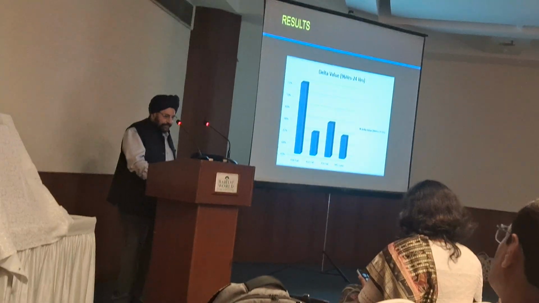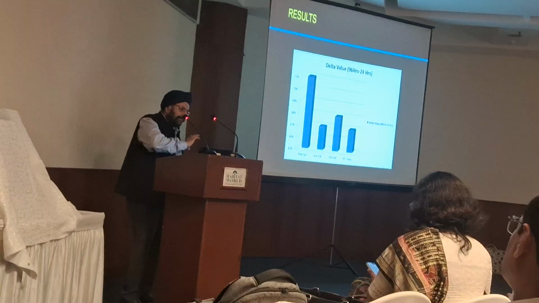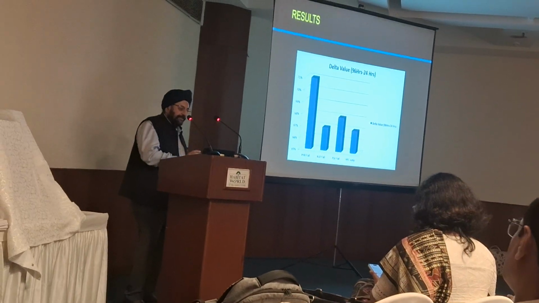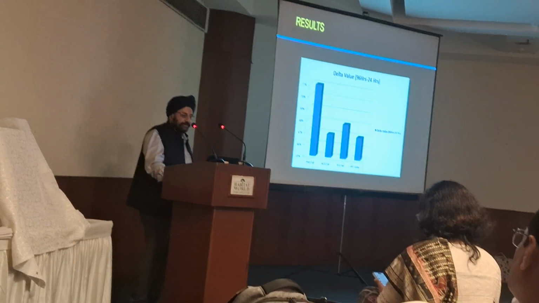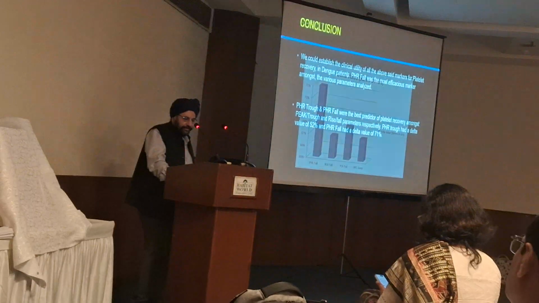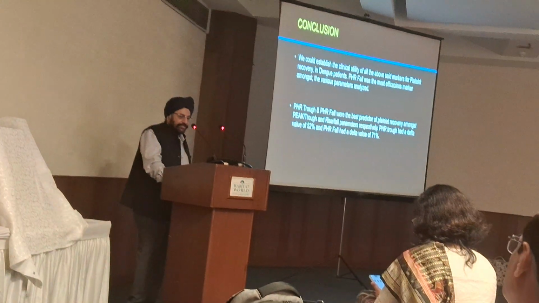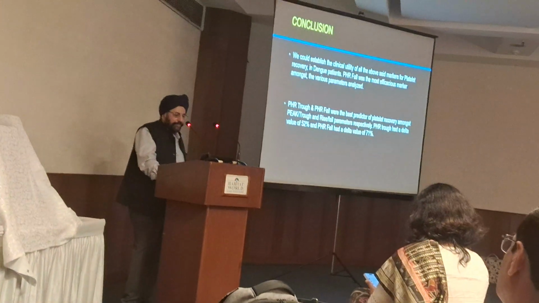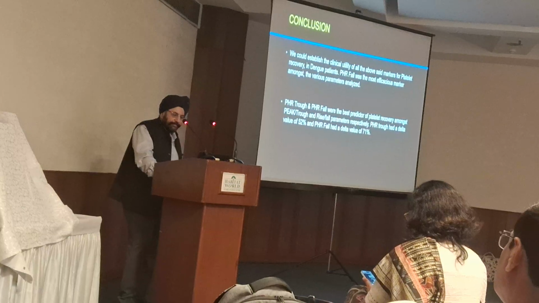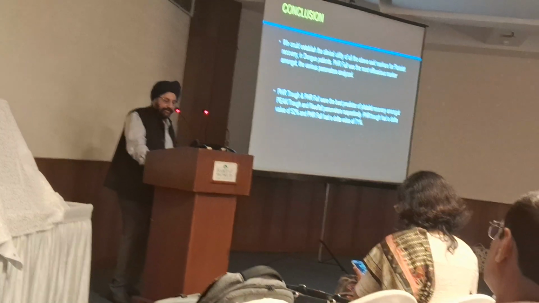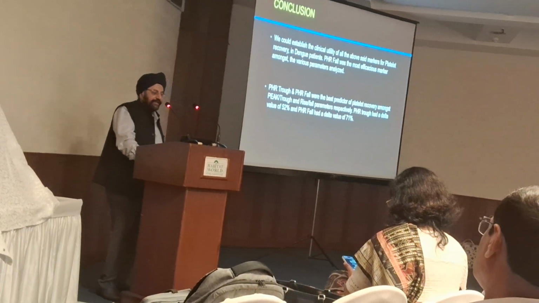So this was a fall and jump. Apart from the individual parameter, we had also done fall and jump. Again, the same PHR fall was coming to be the best prognostic marker. So we could establish the utility of both PHR trough and PHR fall as the best predictive markers of platelet recovery amongst all these parameters put together.